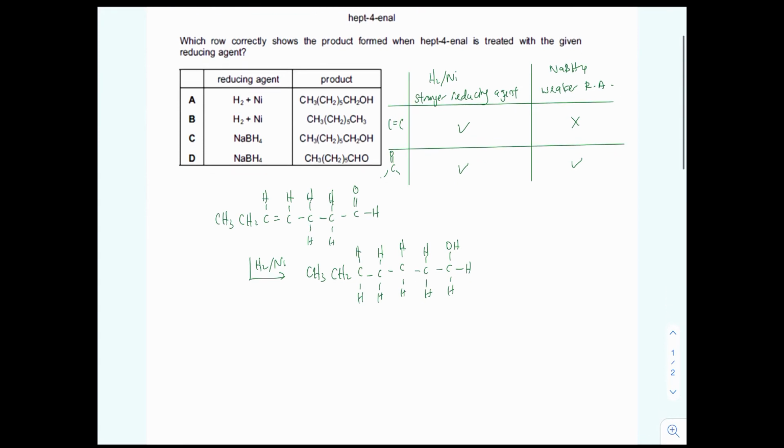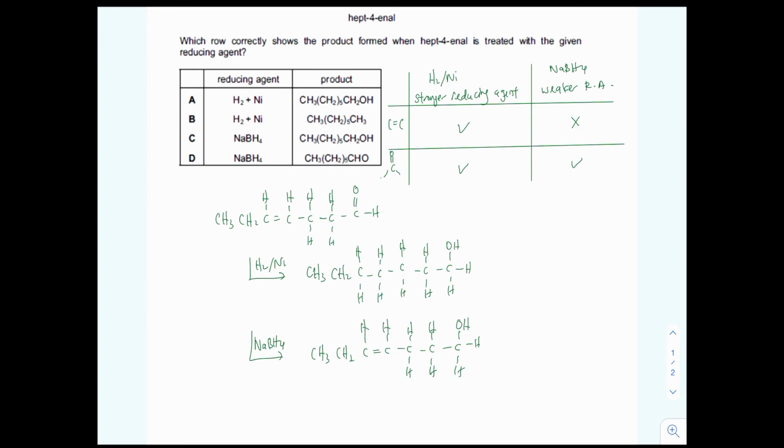Alright? If you are using sodium borohydride, this is a weak reducing agent and it will only selectively reduce the carbonyl compound, and it will keep this alkene unreduced. So therefore you will get a double bond over here and only this side reduced to primary alcohol.